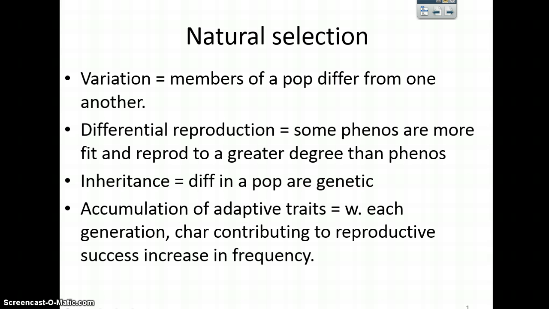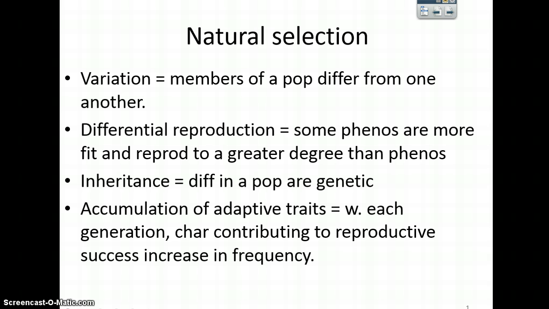Differential reproduction. Some phenotypes are more fit and reproduce to a greater degree than other phenotypes. There are phenotypes out there that have allowed organisms to survive, and if they're surviving, they're able to have babies. If you had a squirrel that had white fur, that phenotype's not going to allow them to survive very long. They would get eaten, so the white fur would not be passed on from generation to generation. But squirrels with the red fur, they can blend in, they're able to hide, so they can reproduce, they can have babies.